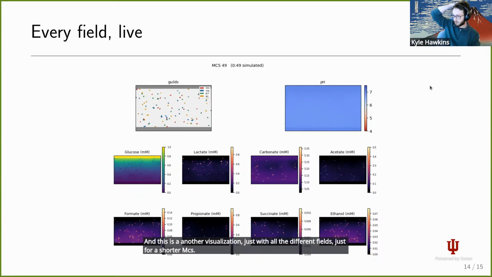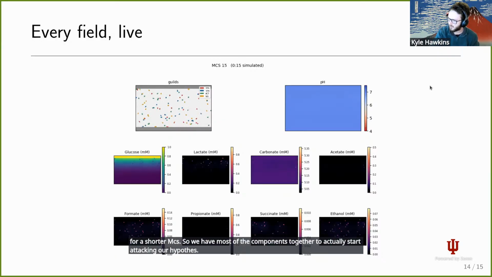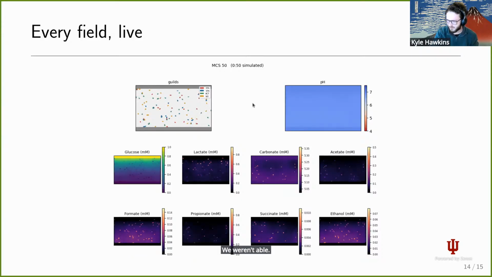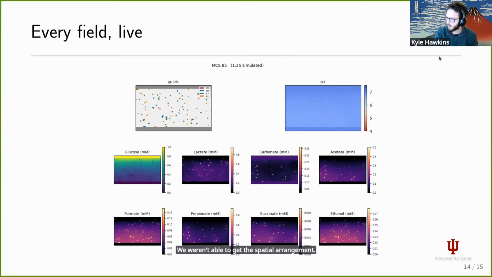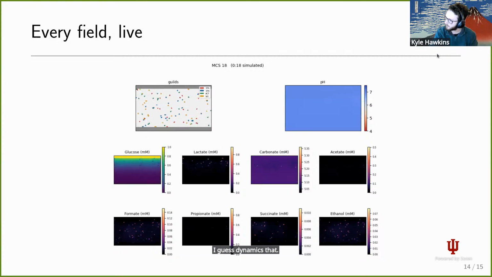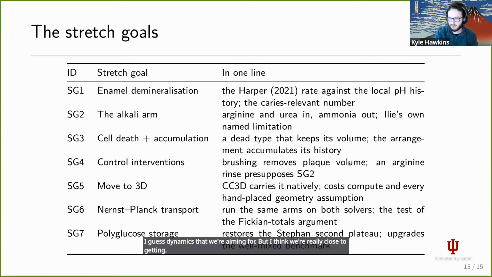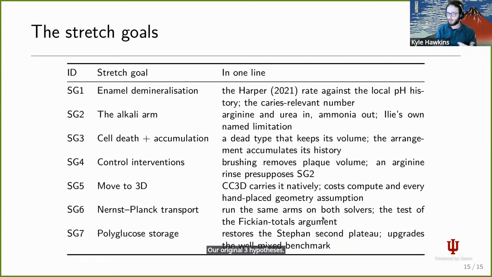So we have most of the components together to actually start attacking our hypotheses. We weren't able to get the spatial arrangement dynamics that we're aiming for, but I think we're really close to getting that. And as far as our stretch goals for this, there's a lot of different directions we can go, but I think understanding our original 3 hypotheses is what we're all interested in, and we're going to probably keep on working on this project and towards those goals after this hackathon.